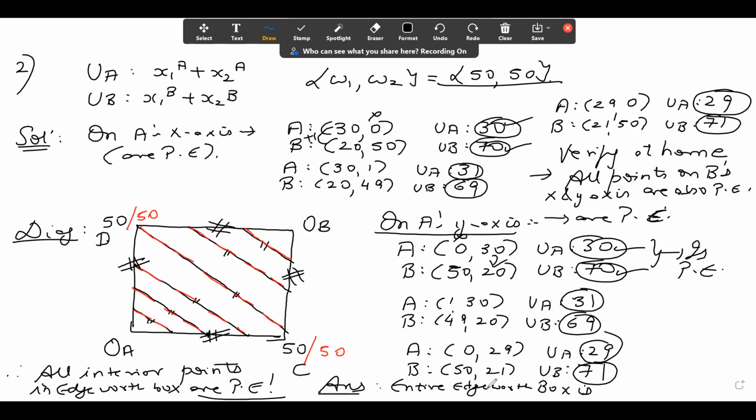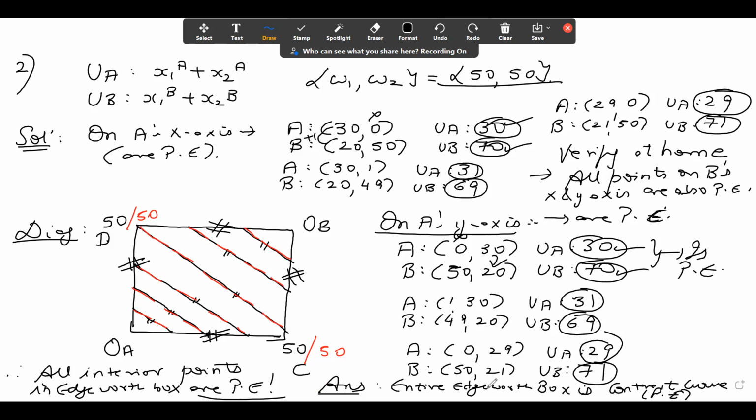Entire Edgeworth box is my contract curve, or I can write Pareto efficient. Entire Edgeworth box is my contract curve, or I can say the whole Edgeworth box is Pareto efficient.